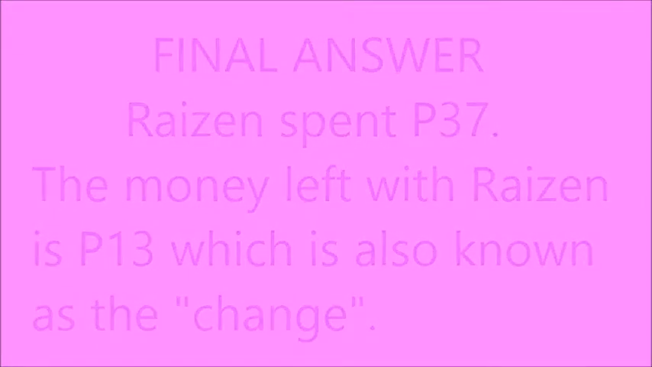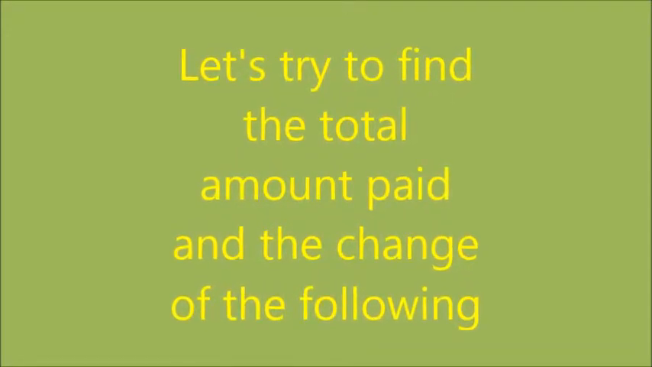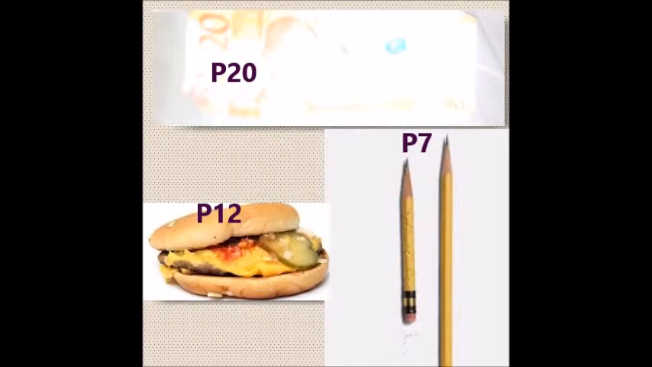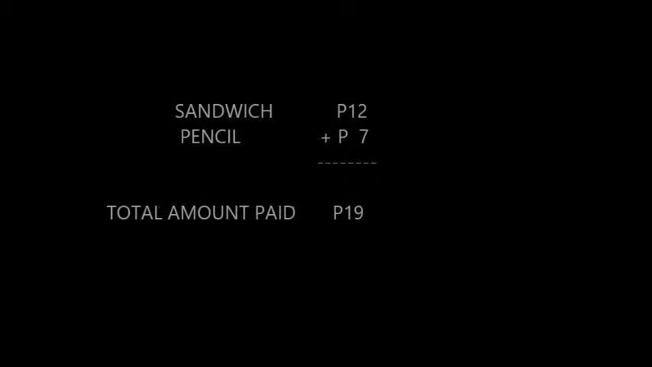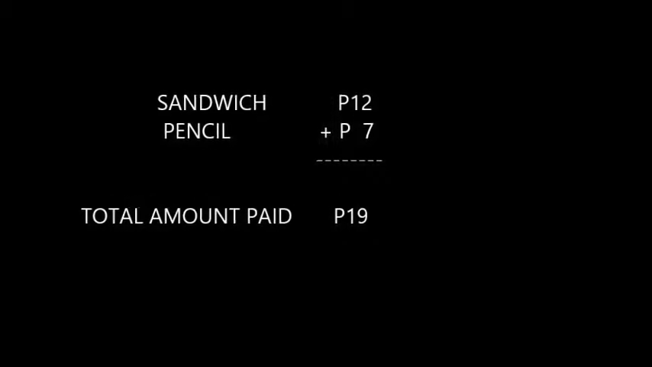known as the change. Now let's try to find the total amount paid and the change of the following. Let's say I have 20 pesos and I want to buy a sandwich for 12 pesos and pencils for 7 pesos. All we need to do is to just add the following. 12 plus 7 is equal to 19. Now, to check for the change, we'll just have to subtract the total amount, which is 19 pesos, from our money, which is 20 pesos. The answer is 1 peso.